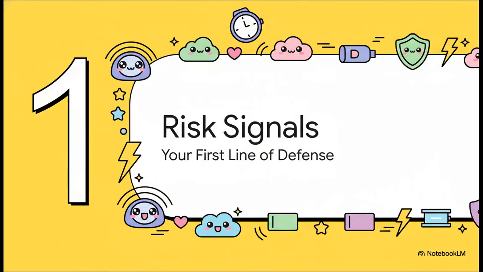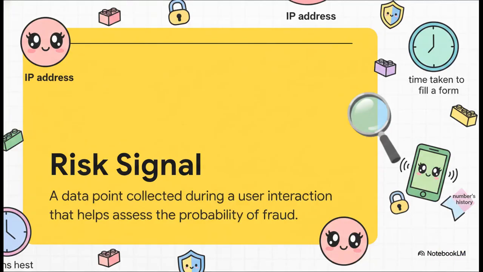So how do we actually build a defense that can keep up? Well, it all starts by shifting our focus. We need to move away from static verification and start looking at the real-time analysis of risk signals. This is our new frontline. First things first, let's get on the same page about what a risk signal even is. Just think of it as a piece of digital evidence. Every time a user interacts with your service, they're generating these little data points: an IP address, how long it took them to fill out a form, the history of their phone number. On their own, they're just data. But when you put them together, they become the building blocks of a really smart fraud prevention system.